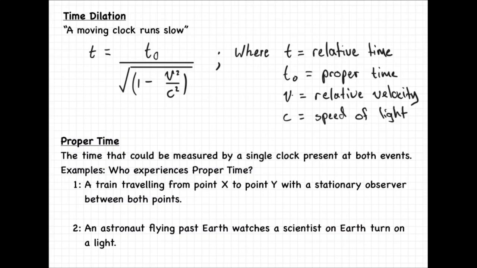The way we like to define it is the time that can be measured by one clock present in both locations or places of event. Okay? So for the train, the places of event are point X and point Y very clearly. Who could hold on to one clock and that clock would be present at both events, point X and point Y? Have that discussion amongst yourselves. Do it for example 1 and 2, and we will discuss in 4 minutes.